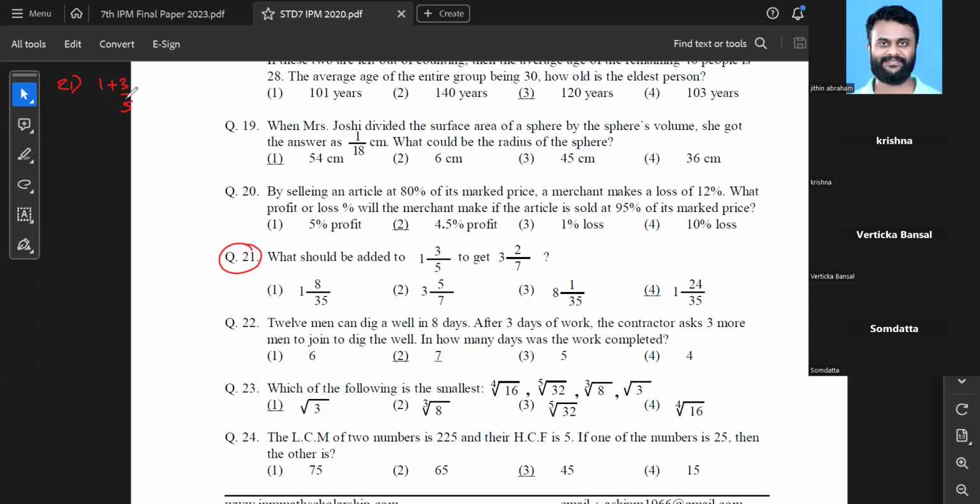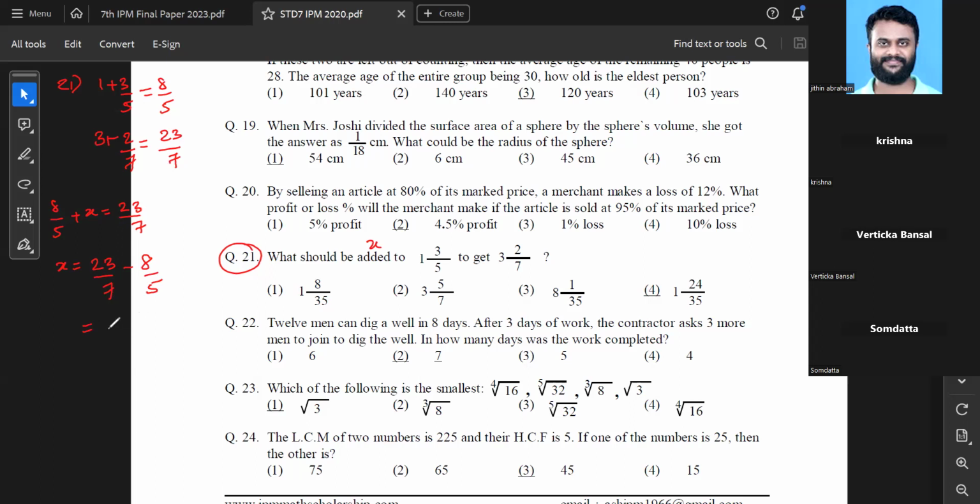So, 1 and 3/5 is basically 5 plus 3, that is 8 upon 5. And 3 and 2/7 is basically 3 into 7, 21, plus 2 is 23 upon 7. So, what should be added? Let me consider that x is supposed to be added. So, basically 8 upon 5 plus x should give me 23 upon 7. So, this is the whole question. So, what is x? x will be equal to 23 upon 7 minus 8 upon 5.